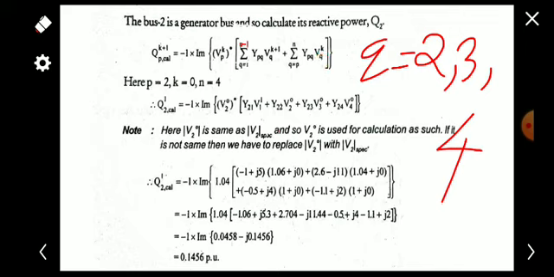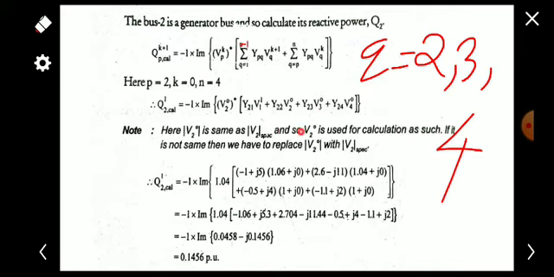So YPQ, P is 2 and Q is 2 for the first case. So Y22, then V_Q^K, Q is 2. We are considering the first case. So Q is 2, so V2^0, K is 0. Plus, then we are taking the value of Q as 3. So it will become Y23, P is 2, Q is 3. So Y23, then V_Q^K, Q is 3 here. So V3^0. Like that, we will get Y24, V4^0.